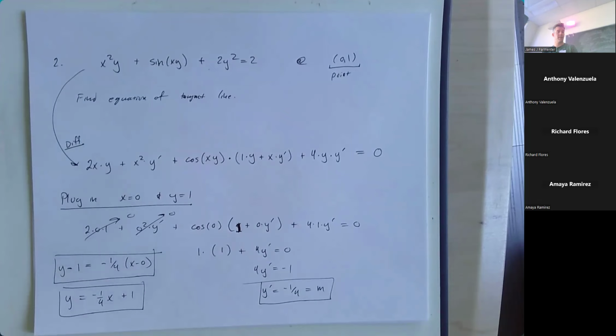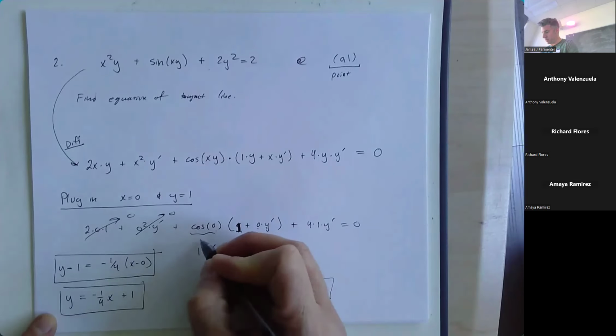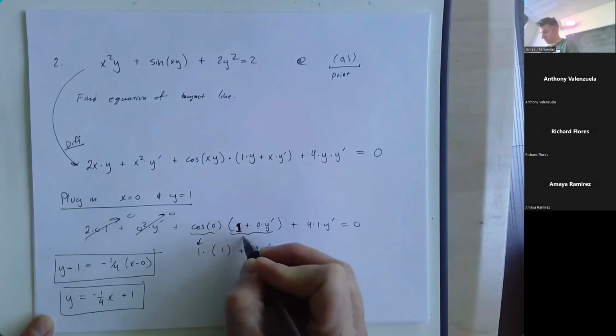Why do you not have the other, does the y prime just cancel the 1 plus 0 times y prime? 1 plus 0. So, well, what's 0 times anything? So what I really have here is 1 times 1. So that's right. The cosine of 0 is 1. And this whole piece here is also just 1.